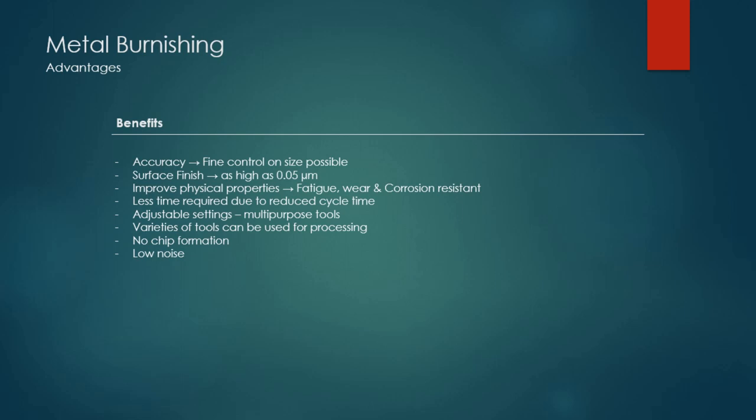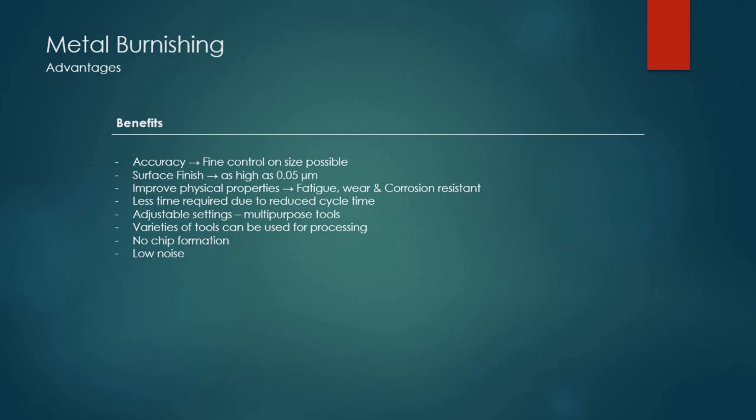A good surface finish, or a very smooth surface finish as high as 0.05 or 0.01 microns, is possible to achieve with the burnishing process. Then improved physical properties. As we have already discussed, burnishing produces hard surfaces, making them fatigue failure proof, wear resistant, and corrosion resistant due to the cold rolling or cold forming operation. And basically it is because of the compressive residual stresses that are induced into the surfaces of the workpiece.